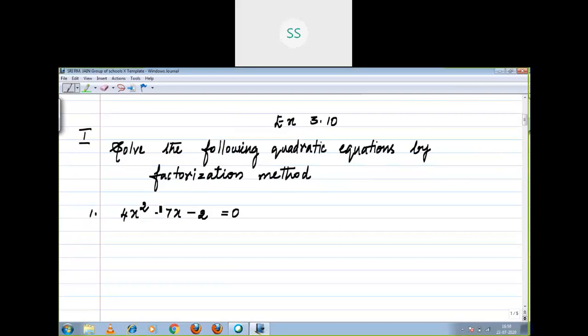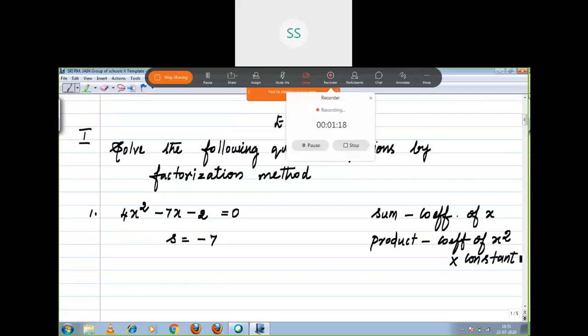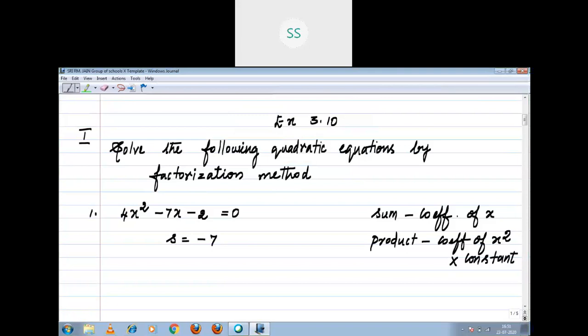First, what is your sum here? Sum means coefficient of x. Here I will write sum: coefficient of x. Product means coefficient of x square into constant. That you keep it in your mind, children, right? Sum means coefficient of x. Along with the symbol you should take. If it is positive, no issue. If it is negative, you have to take it along with the symbol, right?